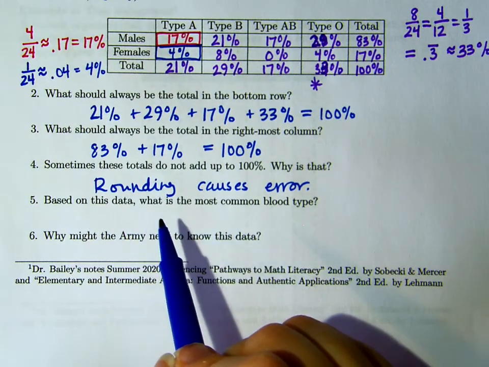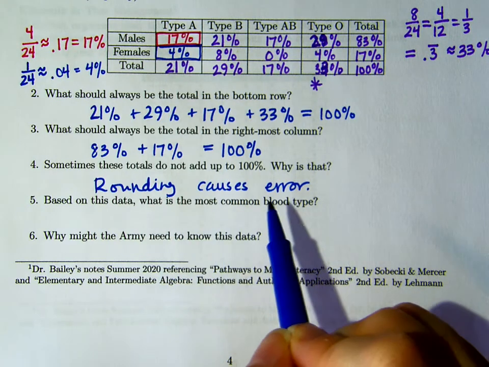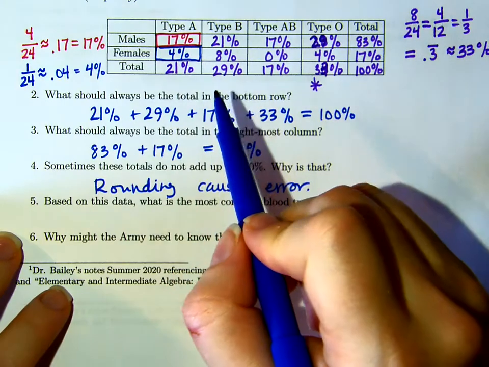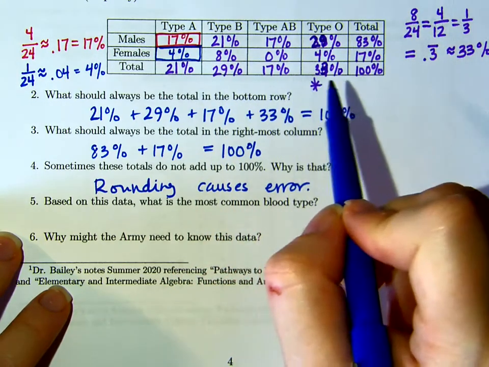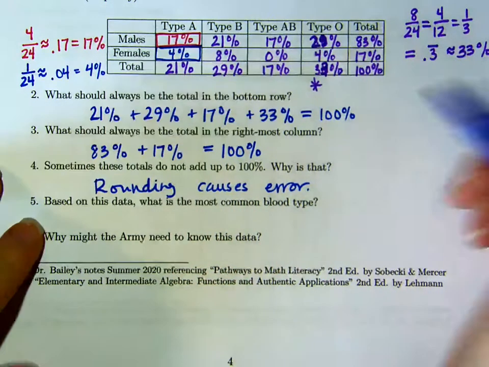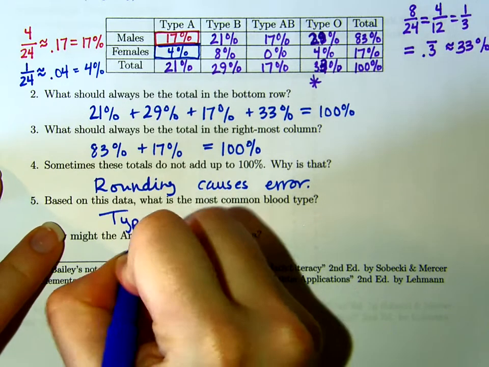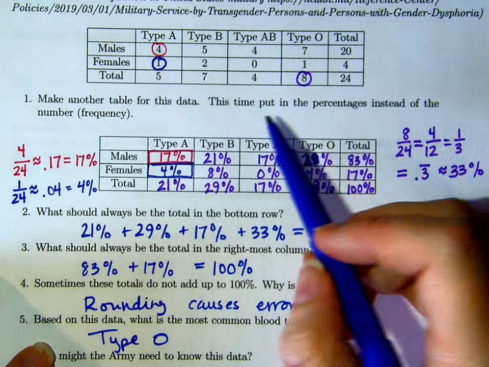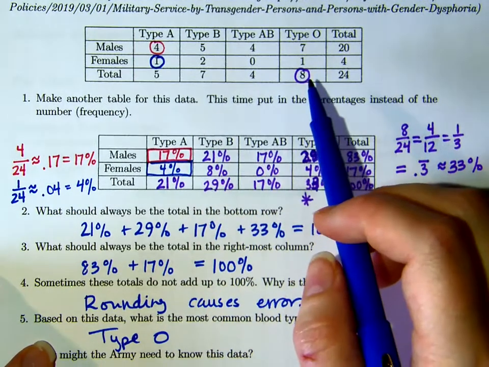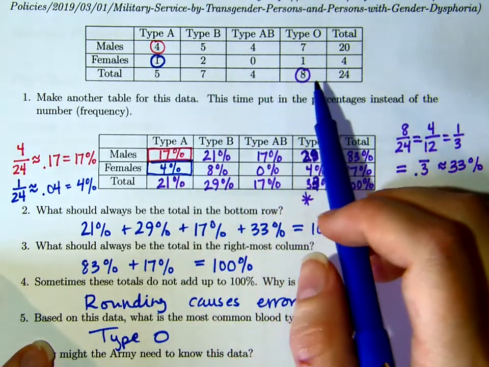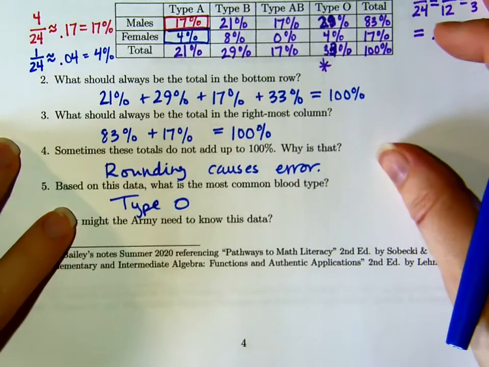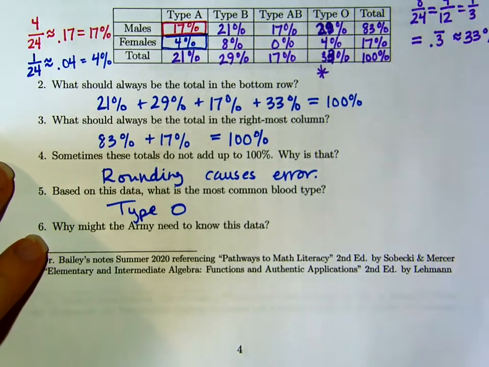Based on this data, what is the most common blood type? All right, let's take a peek. So if I look here, I got 21% versus 29 versus 17 versus 33. Type O. And we could have looked up here and just looked at the raw frequencies too, 5, 7, 4, or 8. 8 was the most frequent in terms of blood types. So type O, most common.